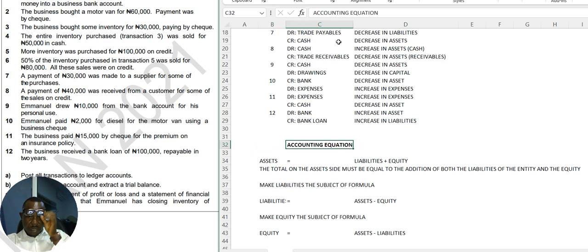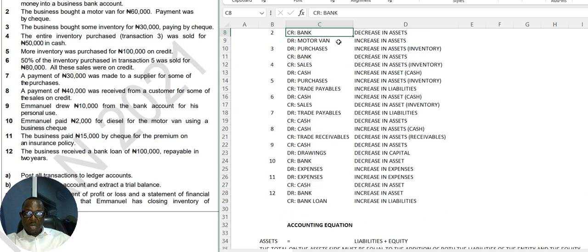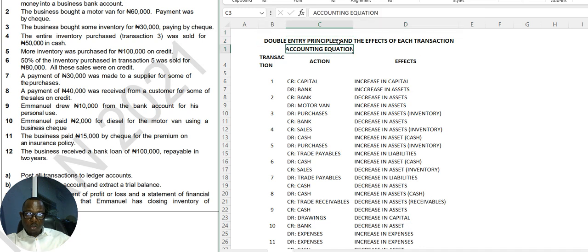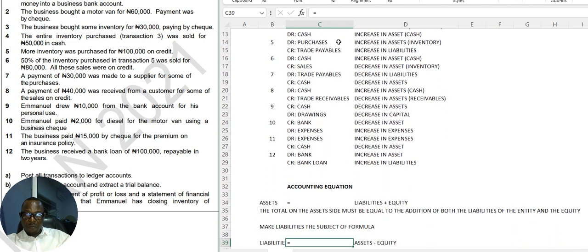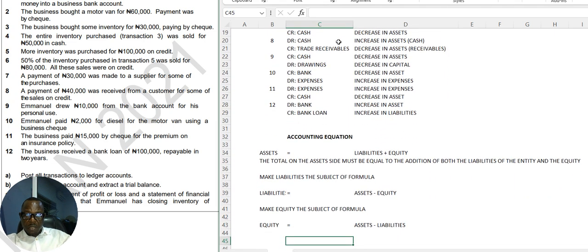I hope with this you have really gotten something tangible, and you have understood how to treat this debit capital, all this increase in capital, increase in assets, decrease in liabilities, etc. Please, if you have any concern, if you have any question, do not hesitate to call my attention to it.